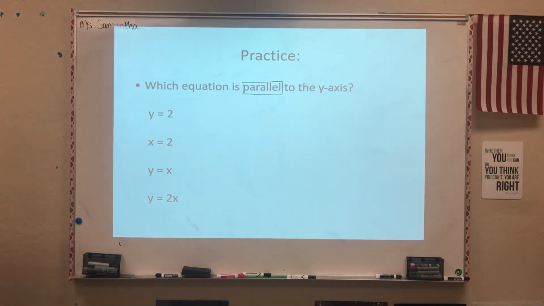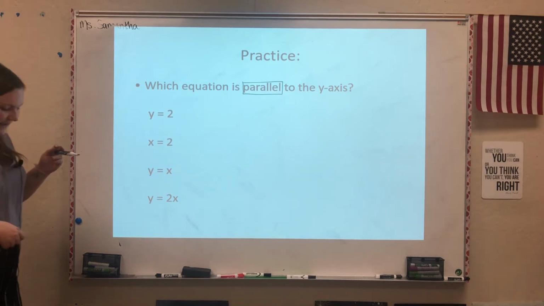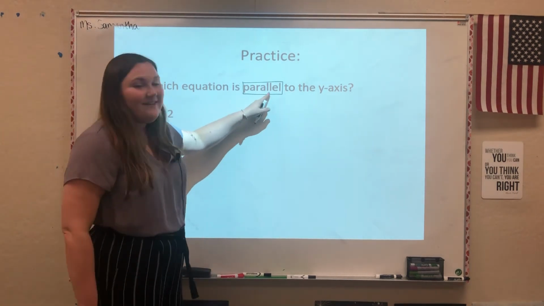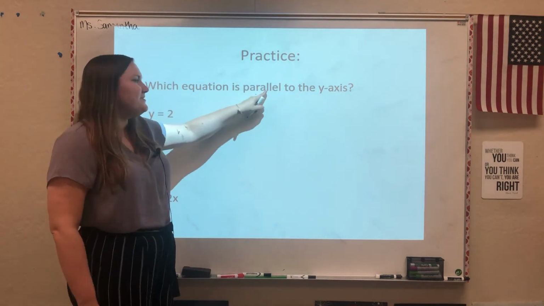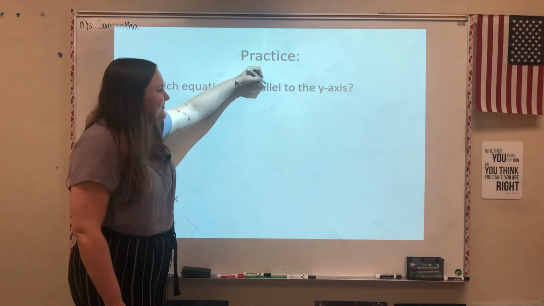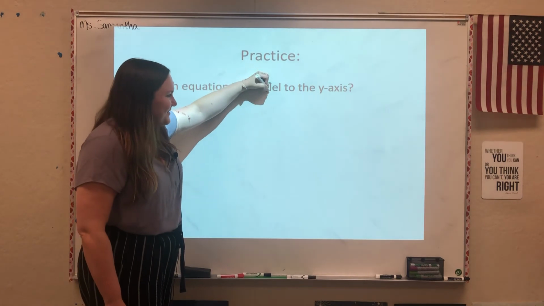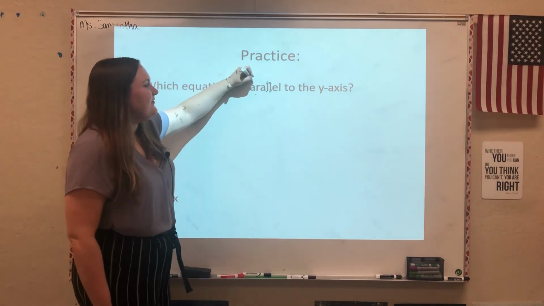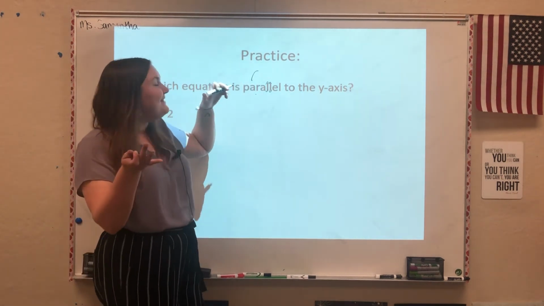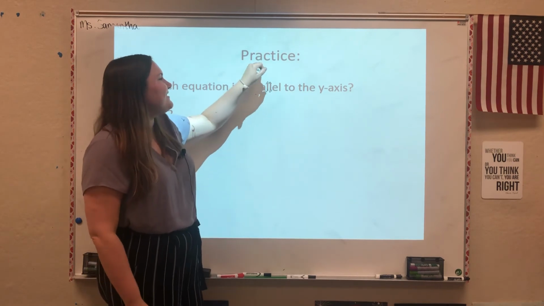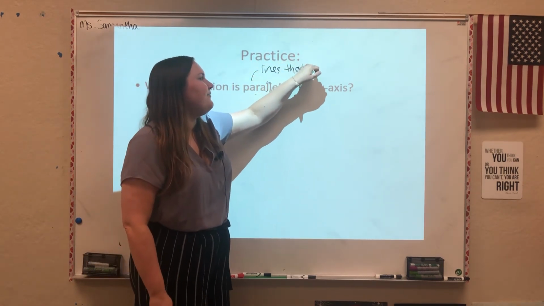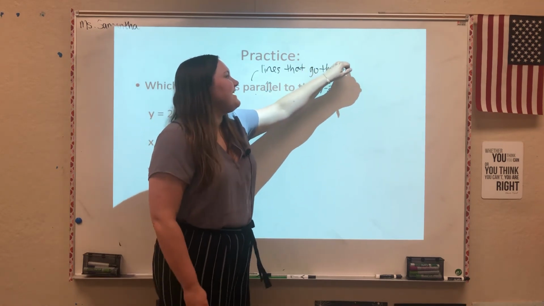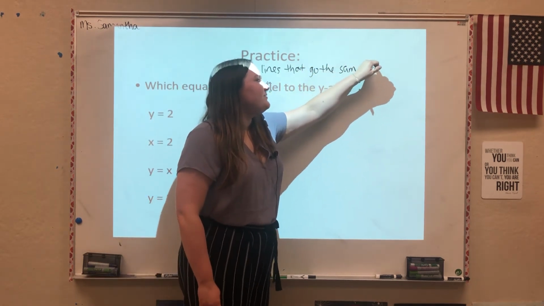Parallel lines are lines that go in the same direction. An easy trick with parallel that I like to use is notice in the word parallel, there's a pair of parallel lines. Those two L's right there. They go the same direction. So parallel lines, I'll just put a little note here, and if you want to copy it down in your notes, you can. Parallel lines are going to be lines that go the same direction.